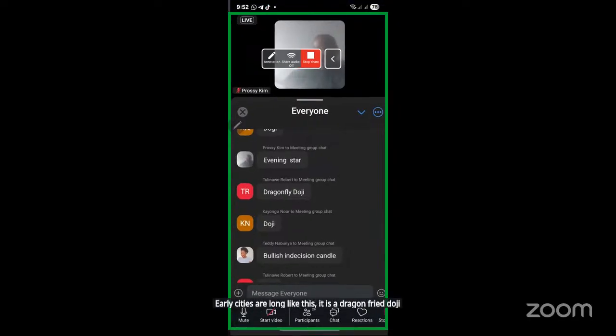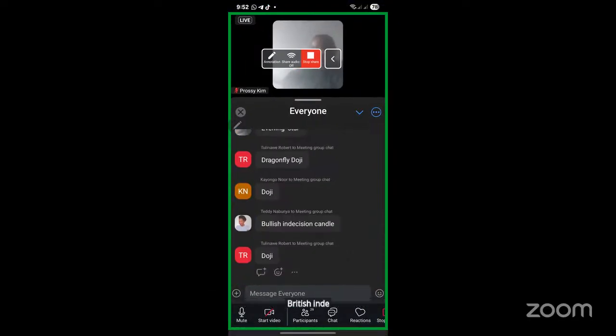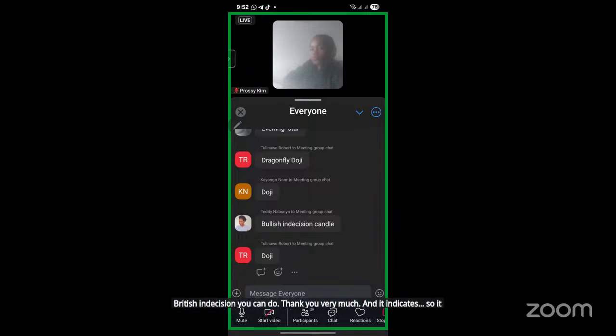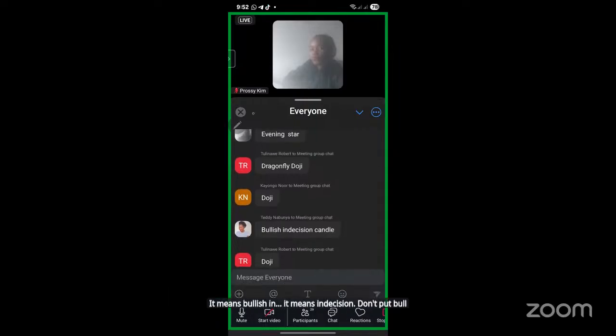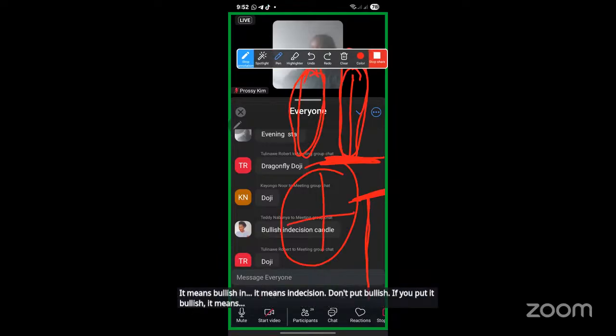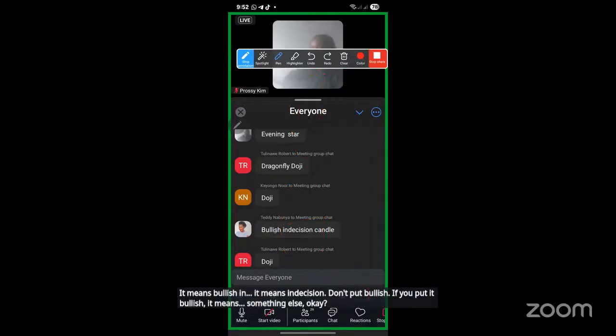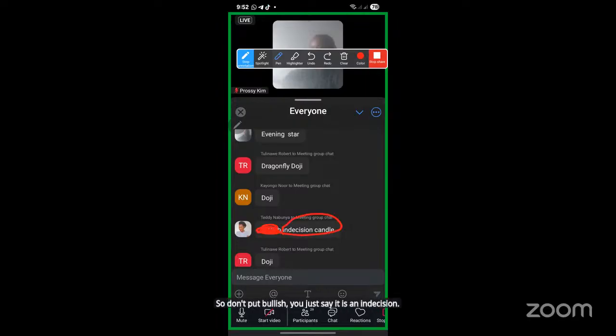All right. Bullish indecision candle. Thank you very much. It is not bullish. It means indecision. Don't put bullish. If you put bullish, it means something else. You just say it is an indecision. Indecision means it doesn't decide whether it is going up or whether it is going down.